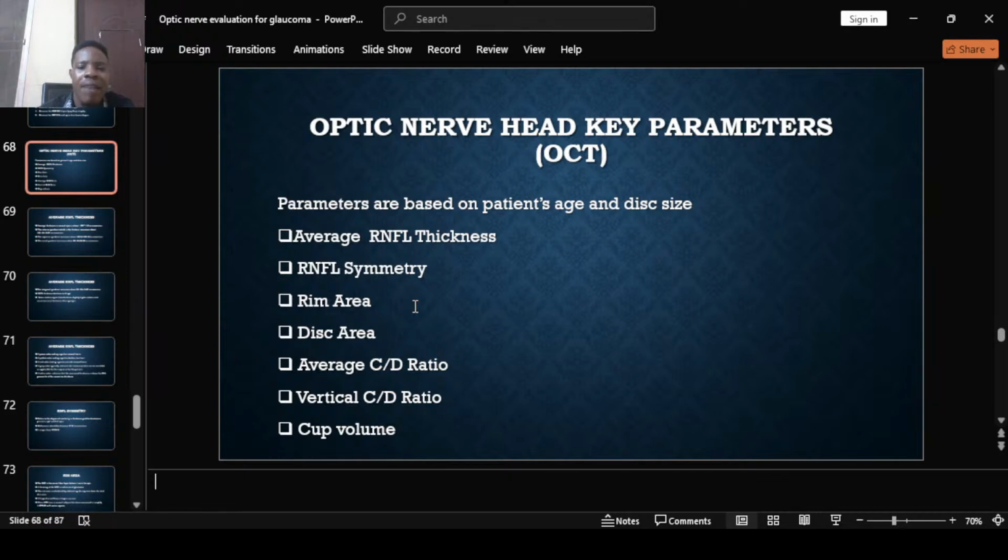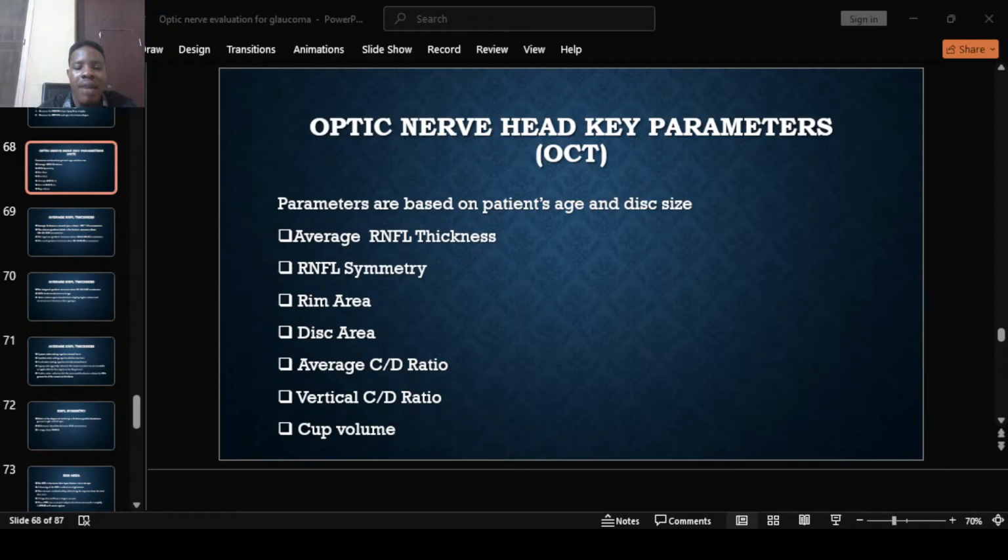The parameters are based on the patient's age and disc size. Remember, in OCT we want to compare not just what we are seeing, but also the patient's data compared to his age. It is a comparative test, in the sense that the machine also has inputted data on whatever your age grade has. So if you are 50, for instance, it classifies you among those who are 50 and compares you to what is normal within your age grade. This is why the age of the patient is paramount in OCT.